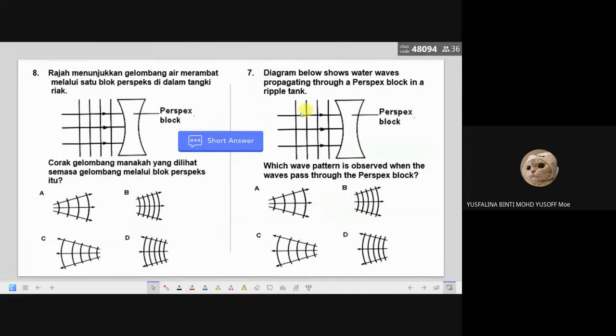Okay, how about this one? This one is a concave one. If convex, they will focus in one point, right? But if concave, what happens?